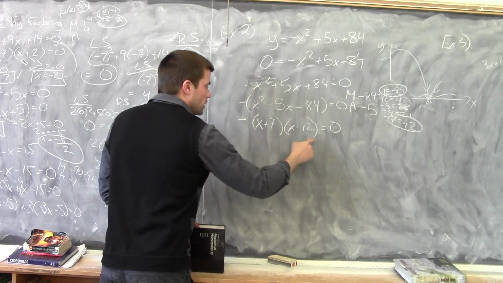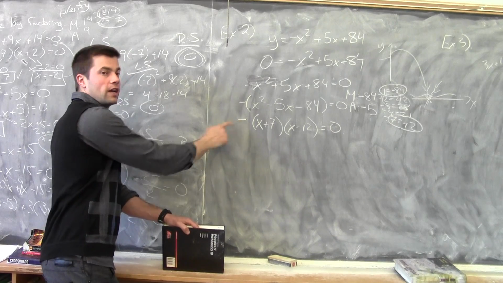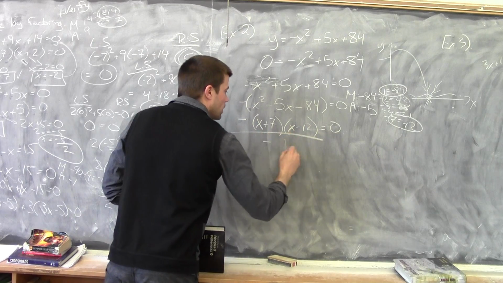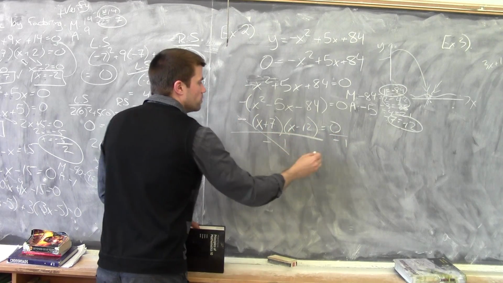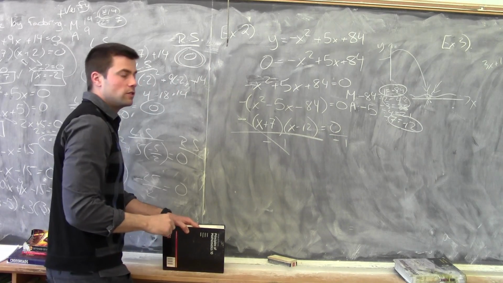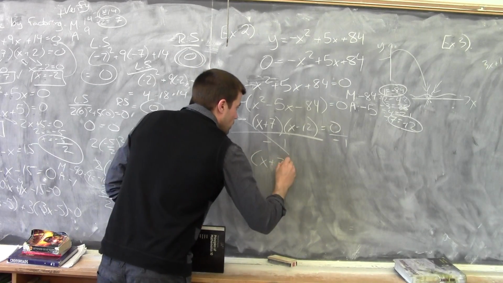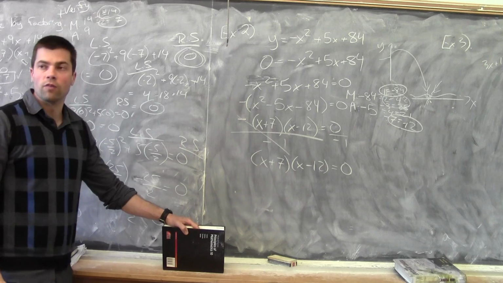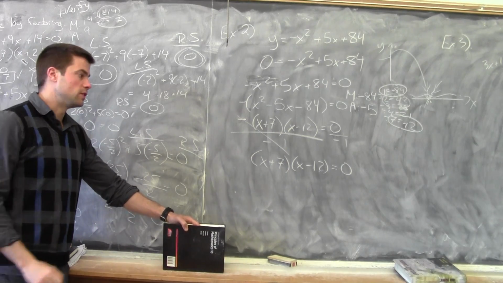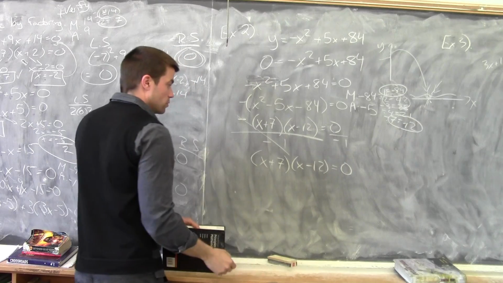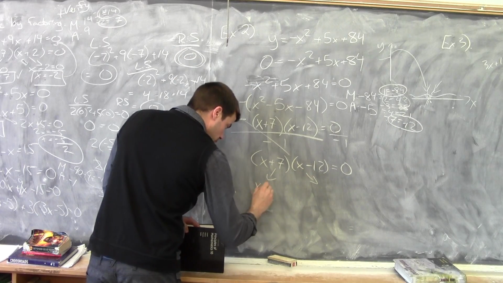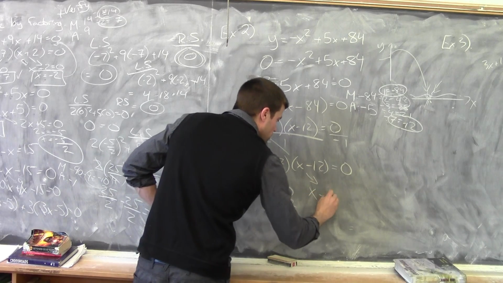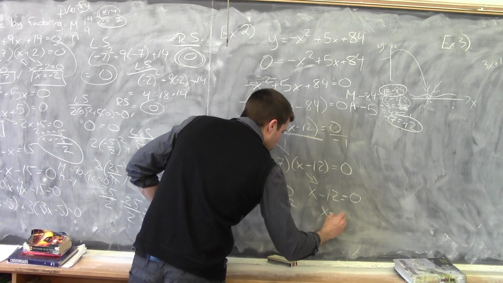Now, the last step is I need to set both of these equal to 0. I can get rid of this negative sign. Why? Because I'm going to divide both sides by negative 1. If I divide by negative 1, these negatives cross out, and 0 divided by negative 1 is still 0. So I get this expression equal to 0. That's why the negative 1 can go away, because we're setting an equation equal to 0. So now we have x plus 7 is equal to 0, x is equal to negative 7, and x minus 12 is equal to 0, x is equal to 12.